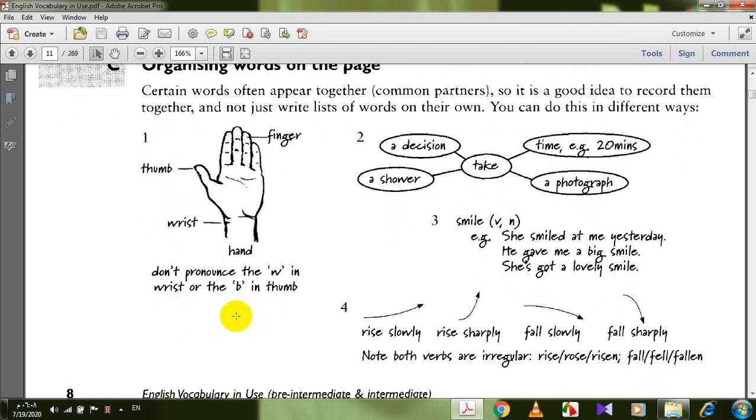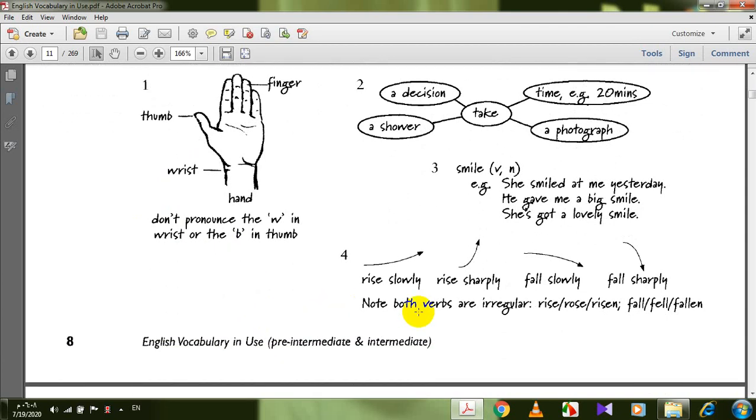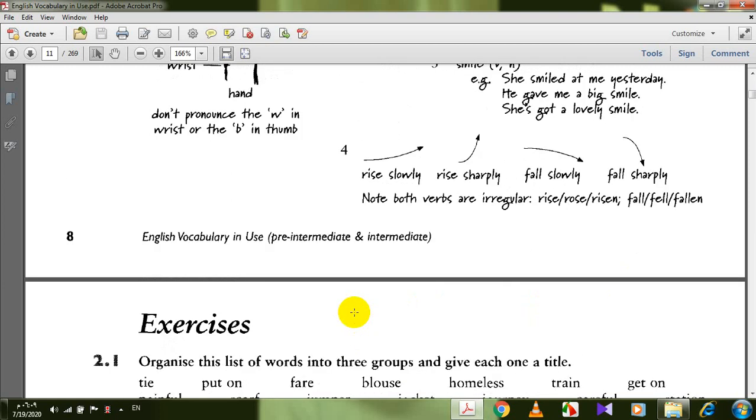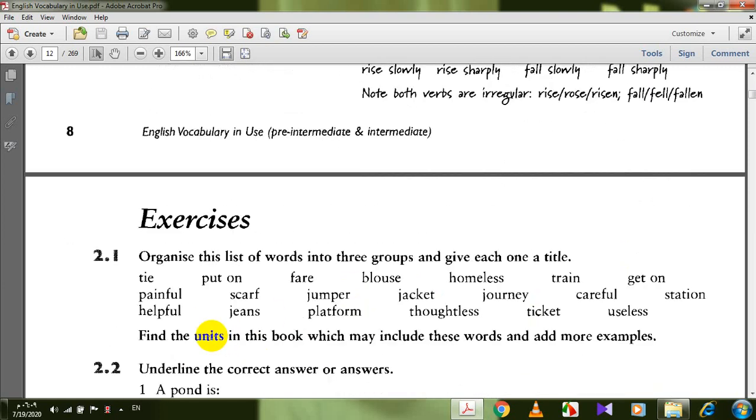This is a good thing actually. Rise slowly, rise sharply, fall slowly, fall sharply. These are important notes to be taken into consideration. This is the page of the exercises. This is the right hand page.